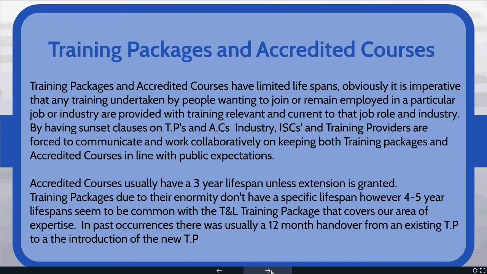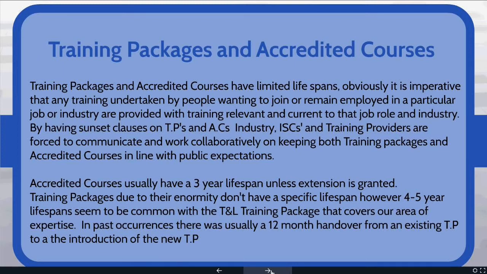There's no benefit to anyone doing courses that produce candidates who are 10 years out of date with how the workplace works. So accredited courses usually have a 3-year lifespan unless an extension is granted. That normally means industry goes back and says, no, we don't need any changes. Don't change this, we're happy with it. The job is still the same as it was 3 or 5 years ago, so don't move it on. Training packages, due to their enormity, don't have specific lifespans. However, 4 to 5 year lifespans tend to be common with the transport and logistics training package that covers our area of expertise, as well as the HLT training package and others.